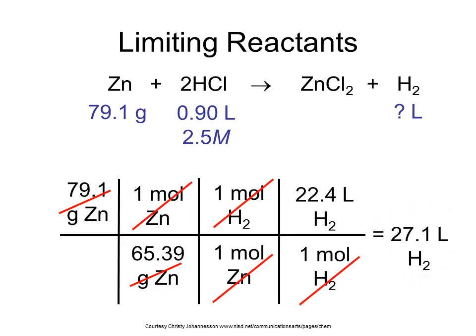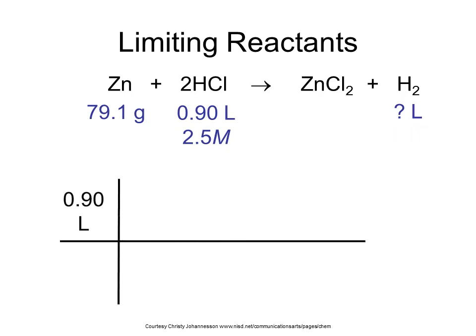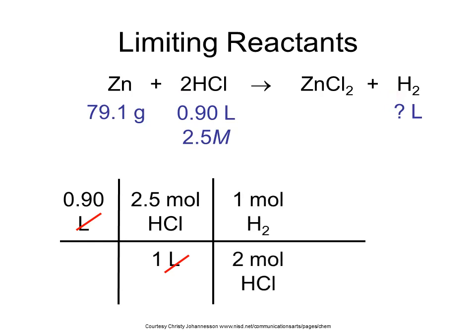I'm going to remember that. Now I'm going to rework the question, starting with my acid information and seeing what volume I get. So I have 0.9 liters of HCl. 1 liter is 2.5 molar because the molarity is 2.5, which means 2.5 moles of HCl per 1 liter. Liters cancel, like that. Now I'm going to go ahead and use the coefficients. 2 moles of HCl, 1 mole of hydrogen. Moles of HCl cancel, like that.